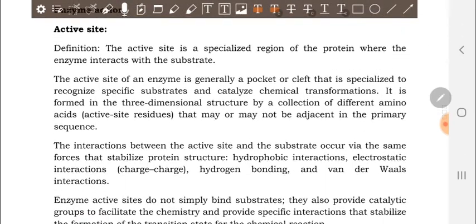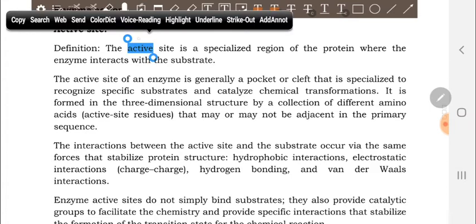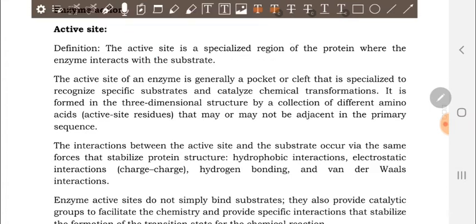The next topic is the active site. The active site is the binding site of the substrate on the enzyme. Active site is very important because it is actively involved in the reaction.